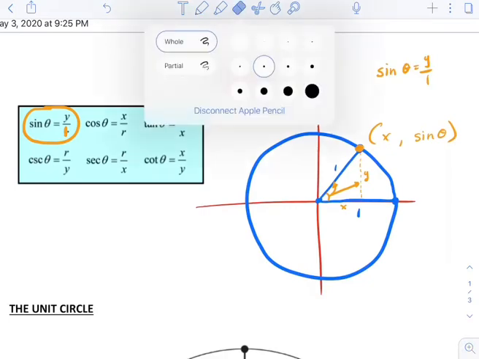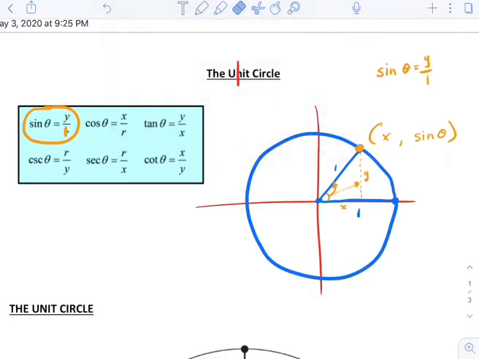Great. So what does that mean for the x value? Well, let's think about that. Cos in this case is adjacent to the angle, right? The angle's right here. Adjacent to the angle over hypotenuse, which is 1. So cos of the angle is x over 1, which is just x. So that x coordinate is cos.